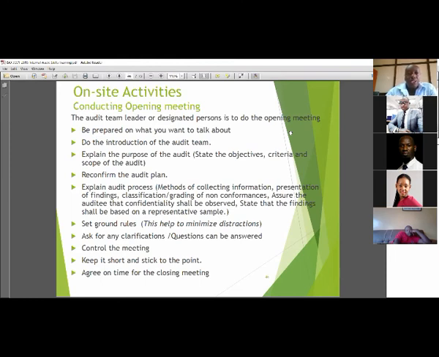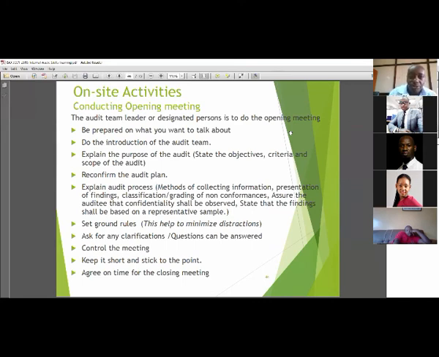On-site activities. Now, how do you conduct an opening meeting? It may look very easy, but most of us don't do it the way it's required to be done. The audit team leader or designated person is to do the opening meeting. First, be prepared on what you want to talk about. Before you do the opening meeting, before you do the introduction, you need to be prepared. Maybe you write some notes on what you're going to talk about so that you don't forget any of the key issues. The first thing should be introduction of the team.